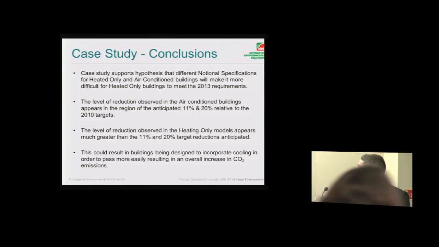Now, my main concern over this, as we discussed earlier, is that if it's demonstrated that it's easier to pass with an air-conditioned building, this may be the approach that designers take. So buildings that don't require cooling will have it installed simply to have an easier notional building and a simpler pass. As I mentioned earlier, the consultation paper is still in consultation, so it's not to say that these specifications will be what finally get put through, but that's something that would perhaps be of concern currently.